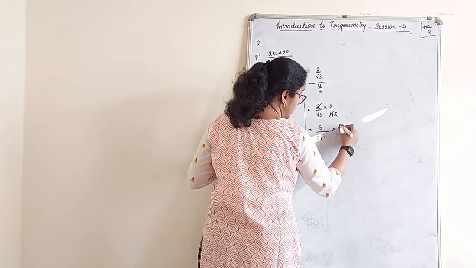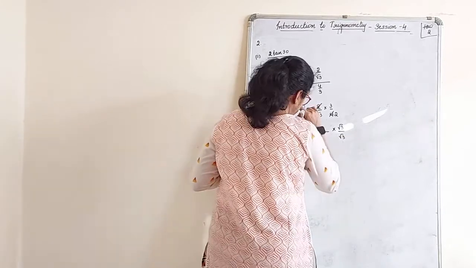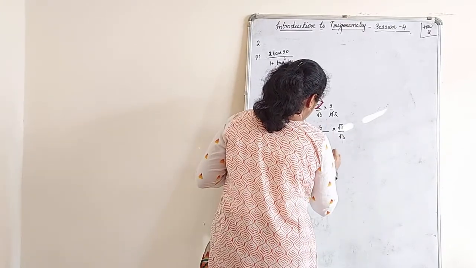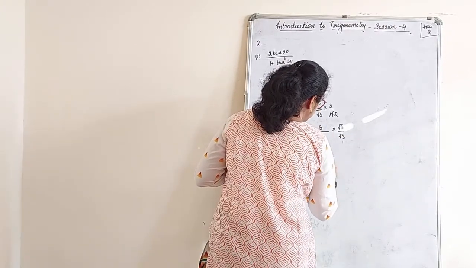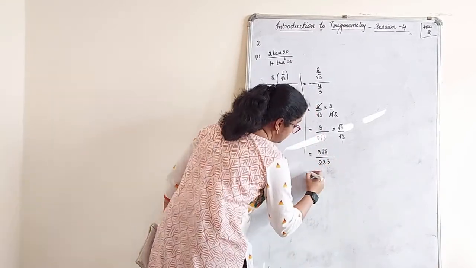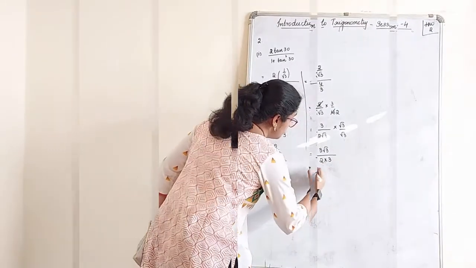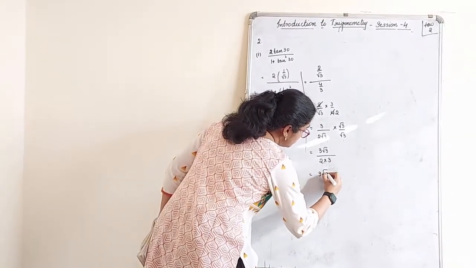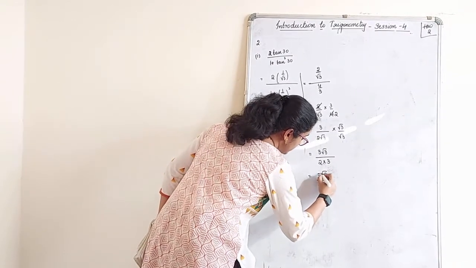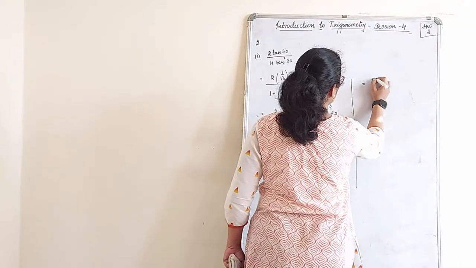So the rationalizing factor is root 3, since it is a monomial, right? 3 root 3 divided by 2 into 3. 3 root 3 divided by 6. So it is 3 root 3 divided by 6. 3 ones are 3, twos are 6. Answer is root 3 by 2.